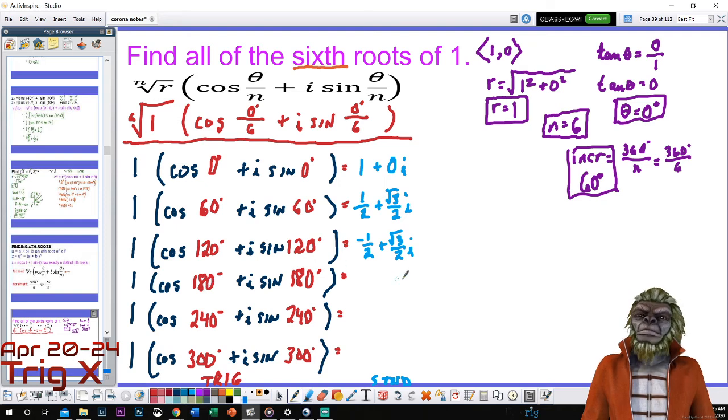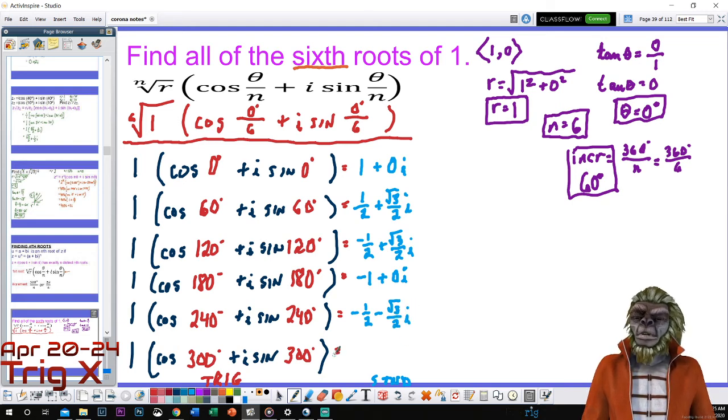The cosine of 180, this is directly on the x-axis, so you went left 1 and up 0. Cosine of 240, this is in the third quadrant, so both of your answers are negative. Remember, 240 has a reference angle of 60, so it's the same answer as this one, except both are in the third quadrant, so they're both negative.